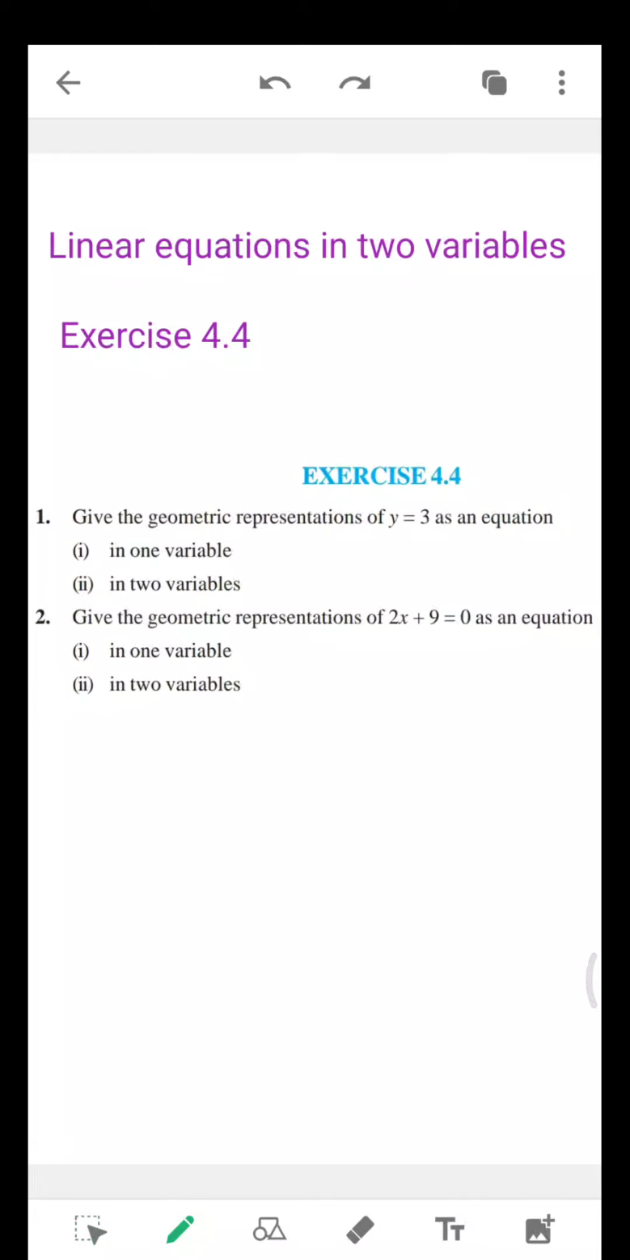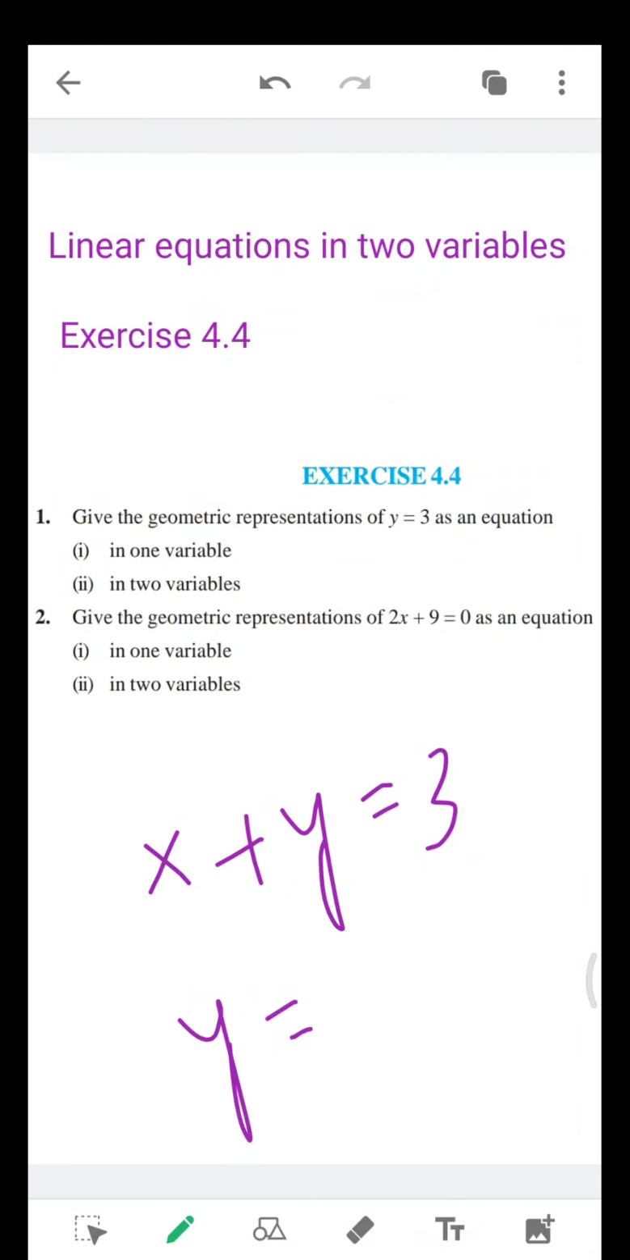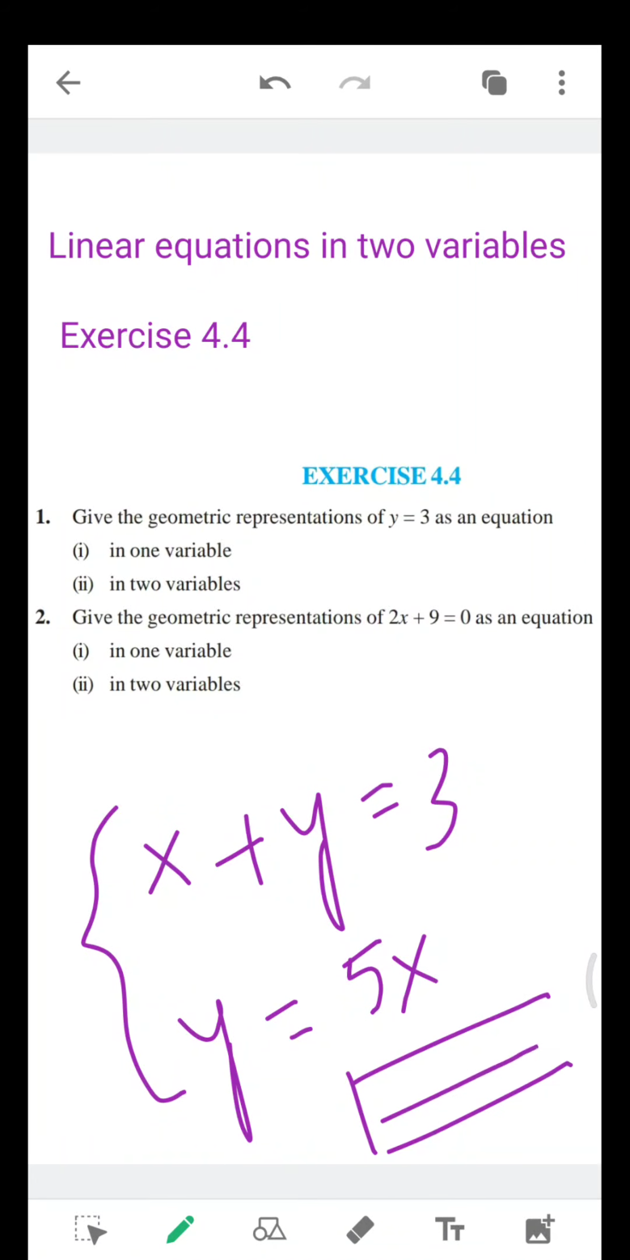Till now we have learned how to draw the graph of equations which have two variables, like these equations or equations of this form. You have learned how to draw the graph of this type of equations. For this type of equations we find two solutions, we make a table, then we plot them on the graph. I hope you remember it.